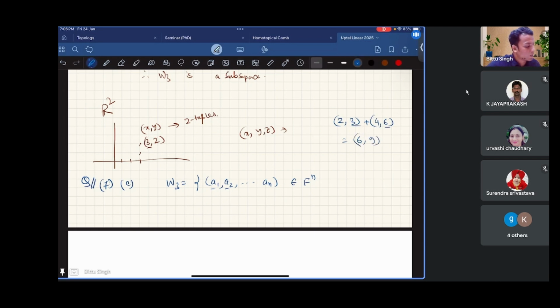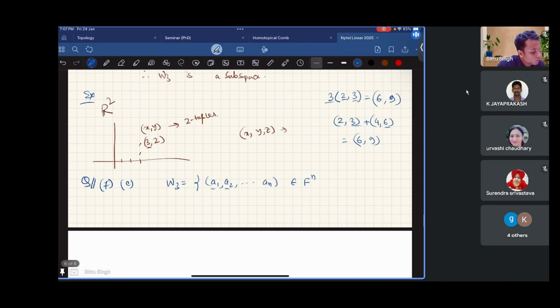Okay. Similarly, how do you multiply? What will be scalar multiplication? For example, consider 2, 3, and let us multiply it by 3. That is scaling by the factor 3. So it becomes 3 times 2, 3 times 3, that is 6, 9. Those are some examples.